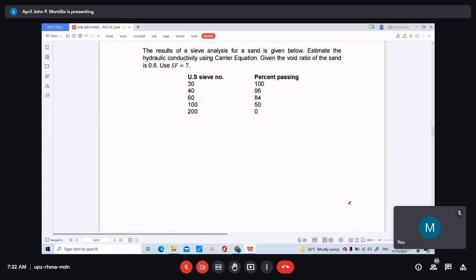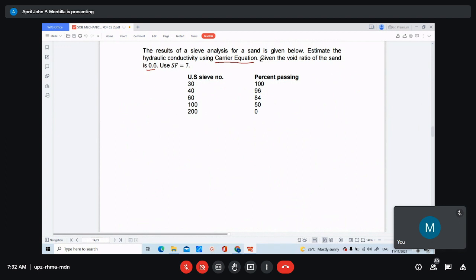We have here the results of a sieve analysis for a sand given below. We have to estimate the hydraulic conductivity using Carrier equation. Given the void ratio of the sand is 0.6 and shape factor or SF is equivalent to 7. And then meron tayong binigay dito, results of a sieve analysis or mechanical analysis or particle size distribution. Ngayon, may binanggit na gagamiting equation.